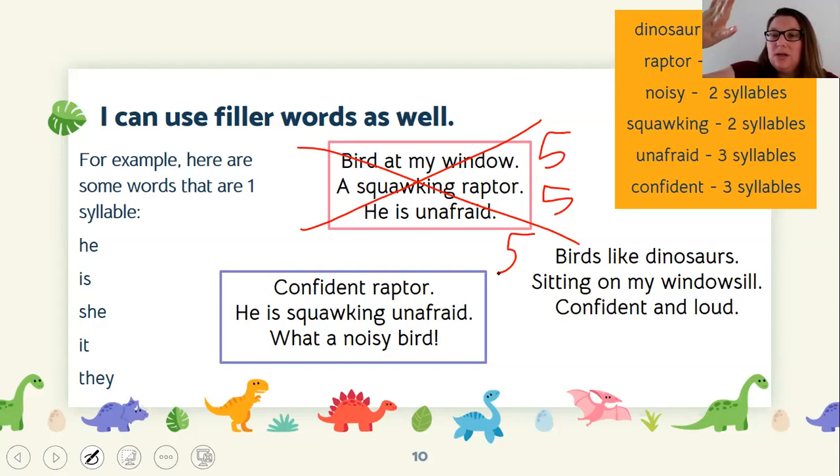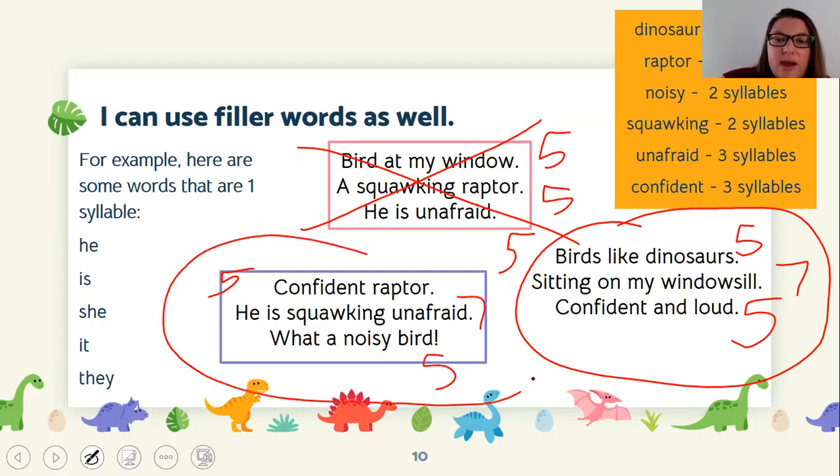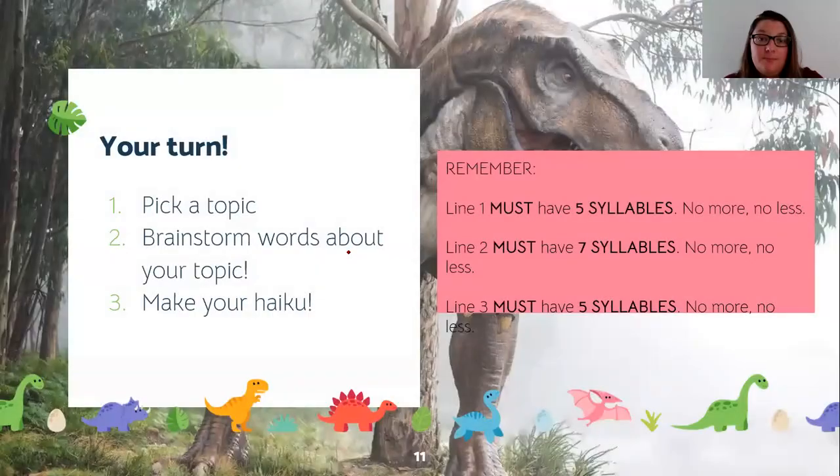Birds like dinosaurs, 5. Sitting on my windowsill, 7. Confident and loud, 5. This one is perfect. It's 5, 7, and 5 syllables. Okay, the next one, confident raptor, 5. He is walking unafraid, 7. What a noisy bird, 5. So this one is also perfect, okay? So remember, it's 5 syllables, 7 syllables, and 5 syllables again.